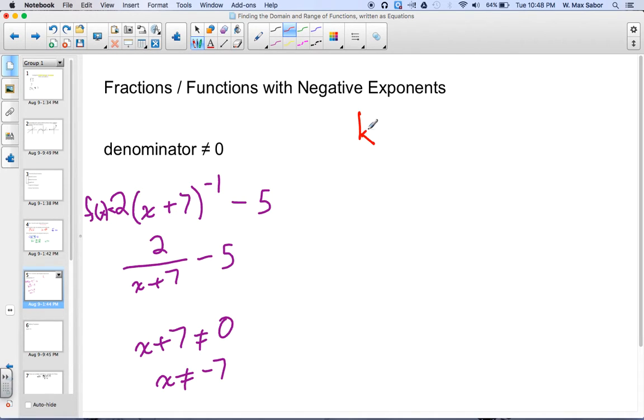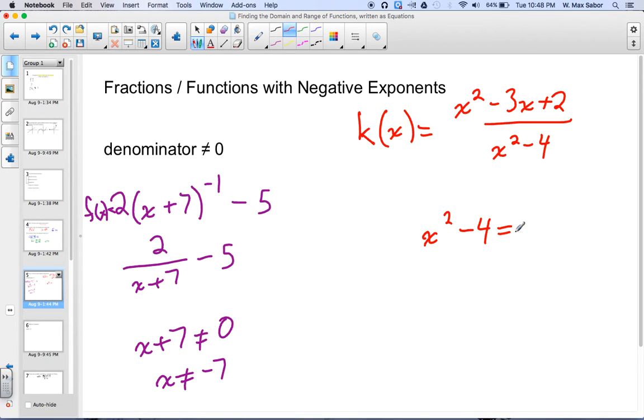If we have k of x, then what we should say is that the denominator can't be 0. So what's the denominator? It can't be 0. So x can't be 2. It also can't be negative 2. So that is the domain of this. It's all real numbers except for positive 2 and negative 2.